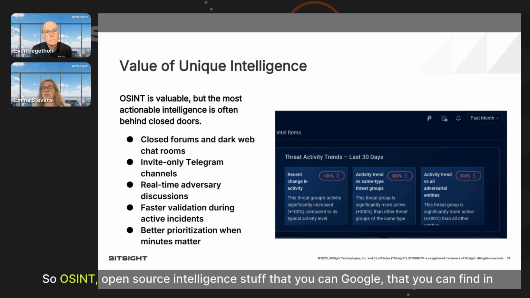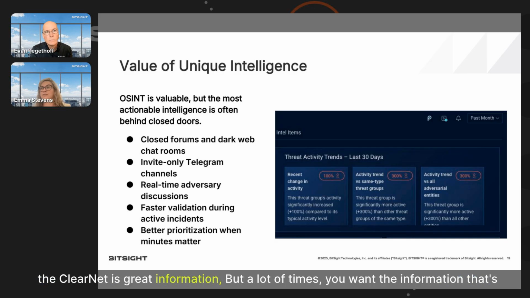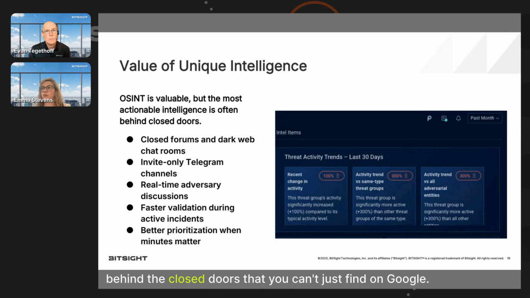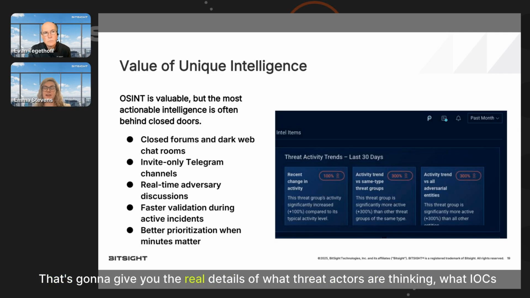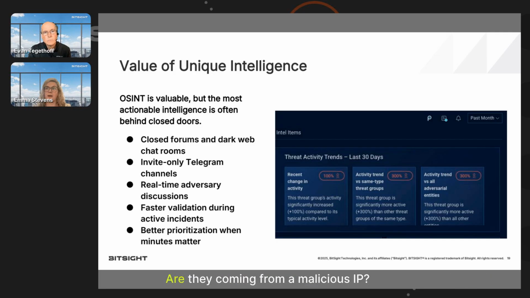So OSINT, open source intelligence, stuff that you can Google, that you can find on the ClearNet, is great information. But a lot of times you want the information that's behind the closed doors that you can't just find on Google. That's going to give you the real details of what threat actors are thinking, what IOCs they're using. Are they coming from a malicious IP? Are they trying to do brute force? Are they looking at phishing? What is their tactic that they're trying to leverage for these attacks?